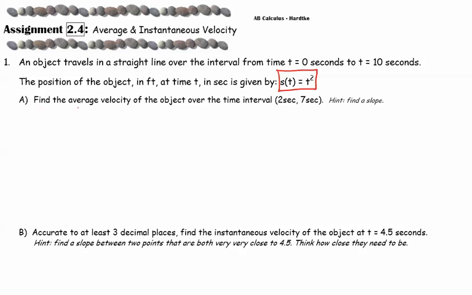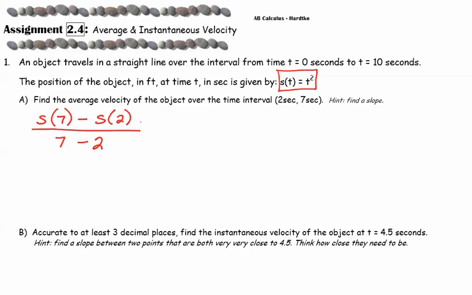But in question A, we want the average velocity over this time interval. So we simply want to find the elapsed distance. So where did it end up? That would be its position after 7 seconds, minus where did it start? That would be its position at 2 seconds. So that would be the distance divided by the time. The elapsed time, of course, would be 5 seconds.